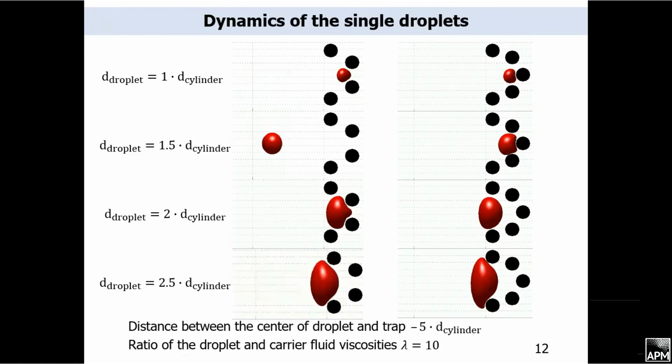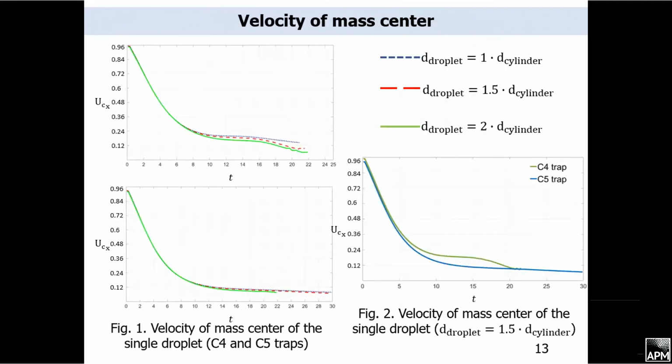it. On this slide, figure 1 shows the dependence of the velocity of the mass center of the particles on time. The larger droplets are trapped faster compared to the smaller ones. Figure 2 shows that the fixation of the droplet by the C4 trap is faster than by the C5 trap.